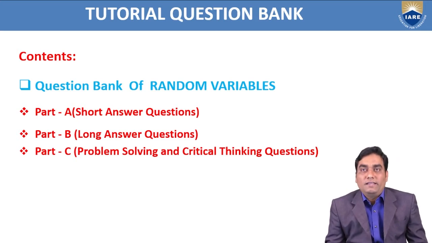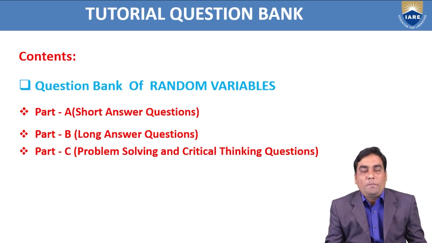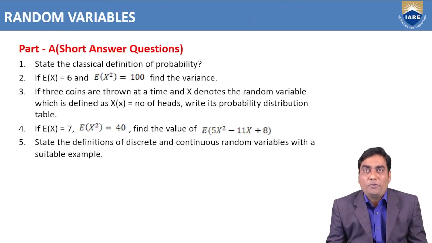See, the question bank of random variables we divided into three parts: Part A, Part B, Part C. Part A, we have only short answers. Part B, long answers. Part C, problem solving and critical thinking. Part C also long answers, but it will be a little bit different compared to Part B. Critical thinking knowledge questions.